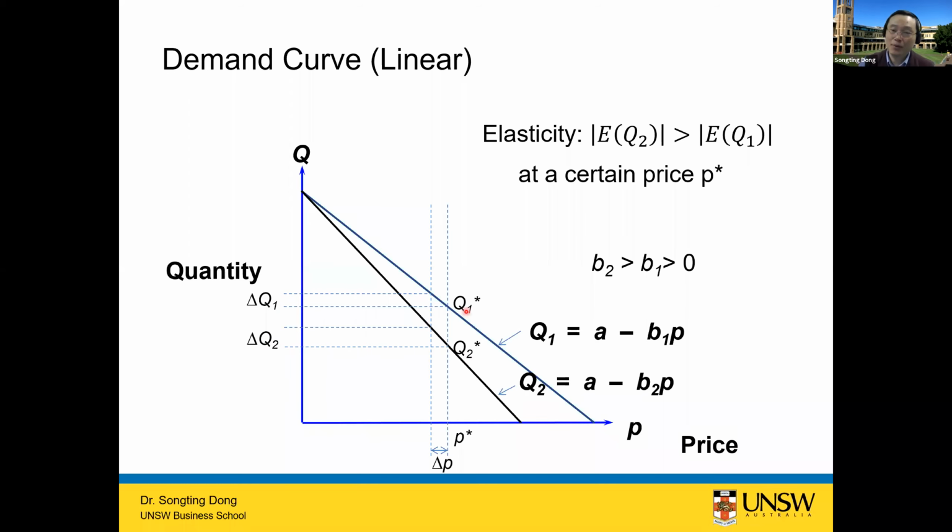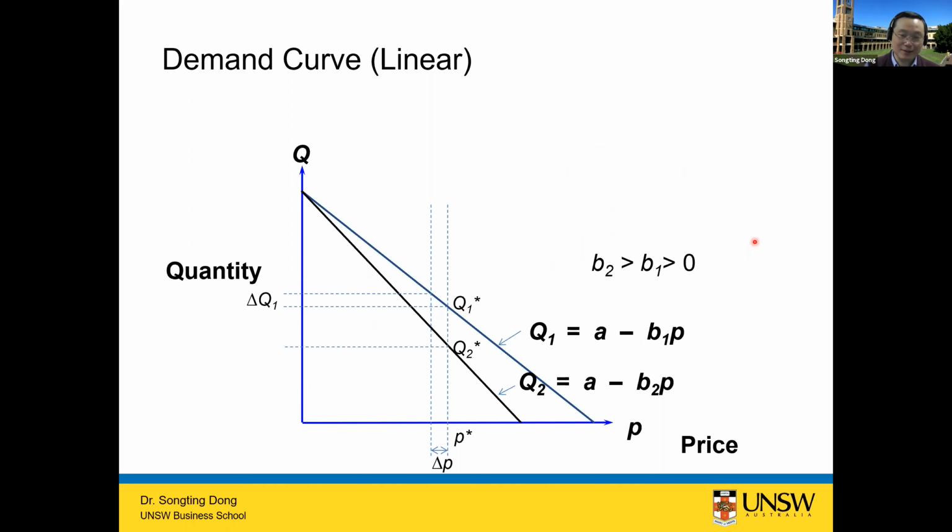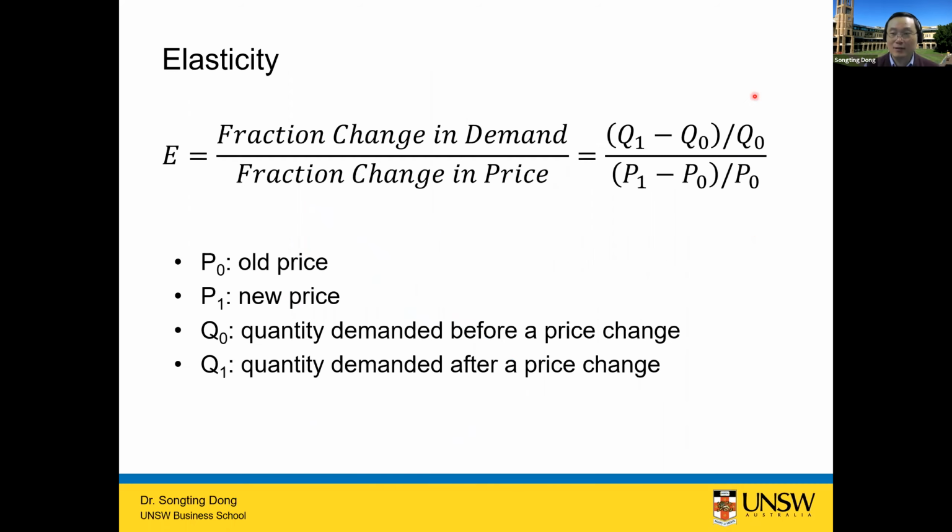So at a certain price, P star, you can find that the absolute value of the elasticity of Q2 is larger than the absolute value of the elasticity of Q1. Now, why absolute value? Because in this equation, when we increase price, the quantity will drop, right? When we decrease price, the quantity will increase. So most of the time, this elasticity is a negative number, right?